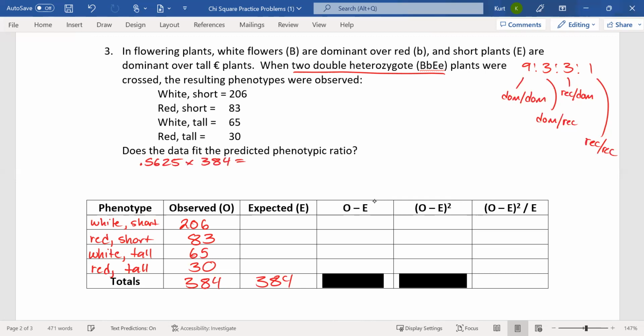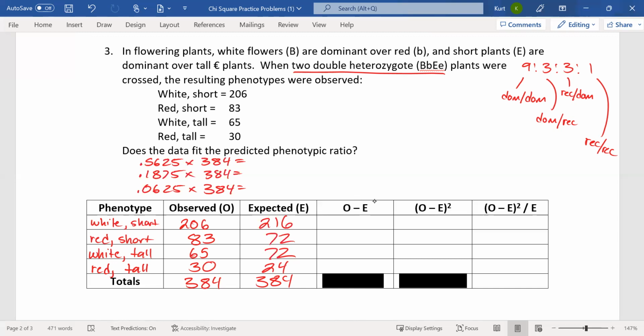What is 0.5625 times 384? 216. I'm putting it into the table. What is 0.1875 times 384? Because that's twice, I'm just going to put it in twice. And what is 0.0625 times 384? 24. Okay, great. There's the hard part. Now just everything else should be pretty easy.